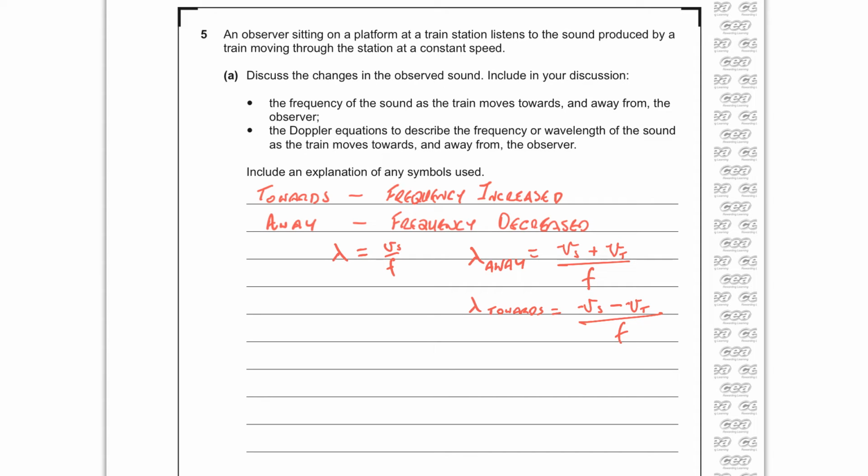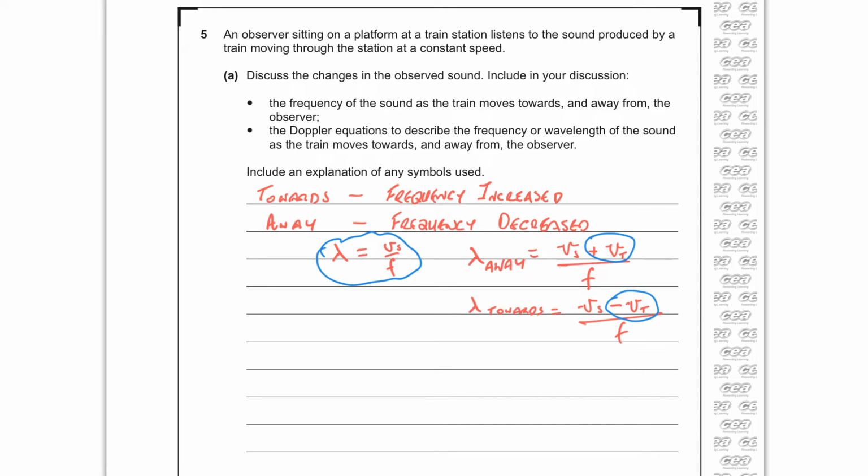So my best advice here is to think of it in terms of, there's a basic lambda, which is v over f, but in these two motion cases, it's modified by what's going on with the movement of the train. Now, if you remember that when something moves away from you, wavelengths get longer, then you'll know to add the velocity of the train in that equation and to subtract it in the other one. And that's really the trick to doing this and getting those equations right.